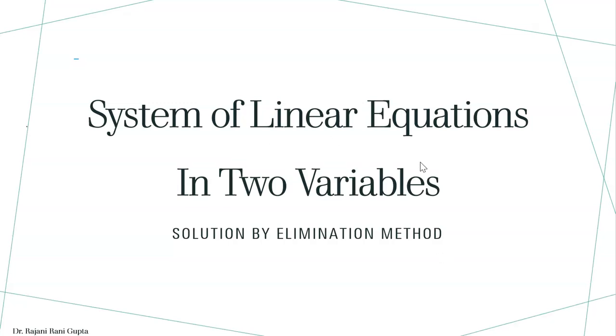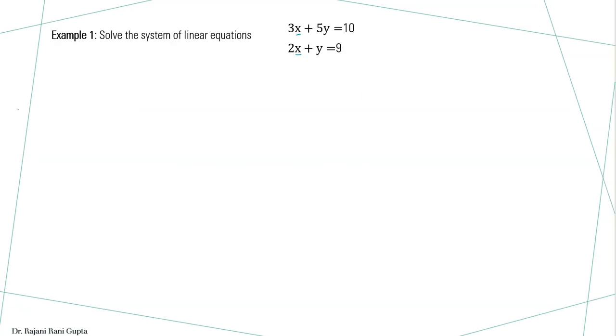Hello everyone. In this video, we will see how we can solve a system of linear equations in two variables by using the elimination method. So, considering this example, you have 3x plus 5y equal 10. This is our first equation. And the second equation, 2x plus y equal 9.